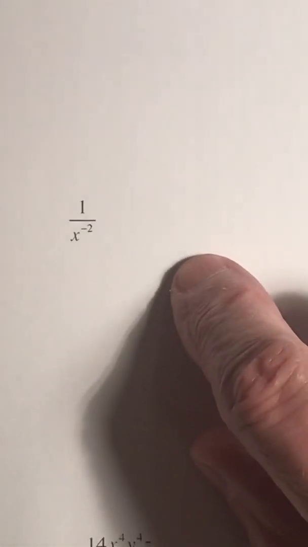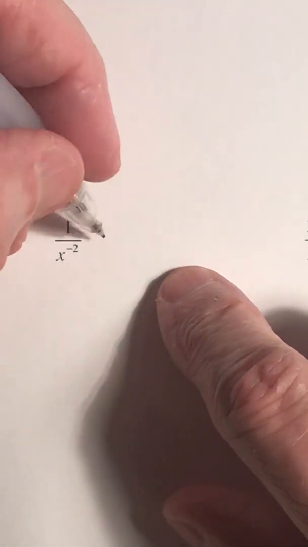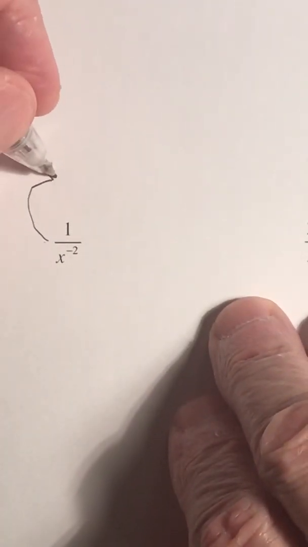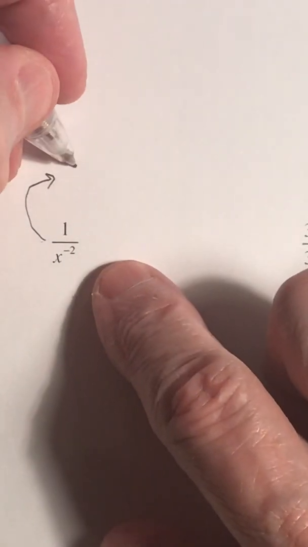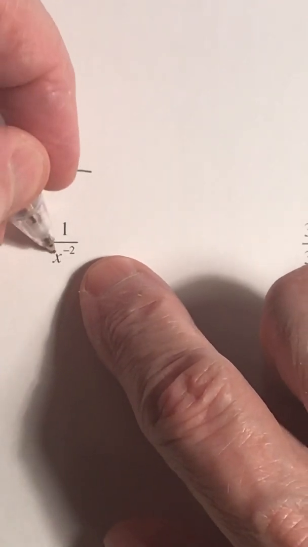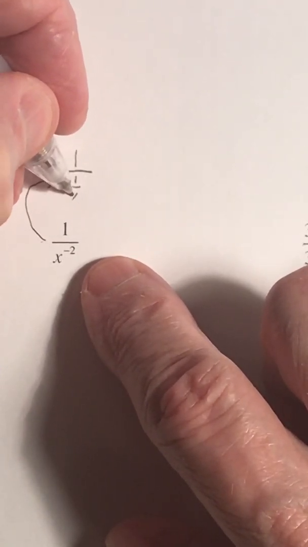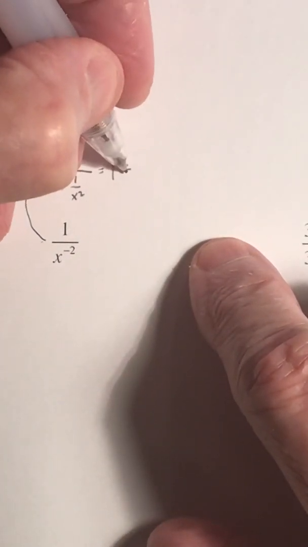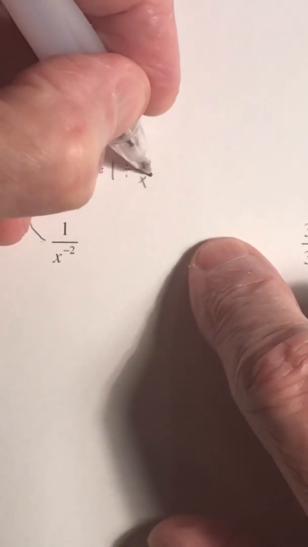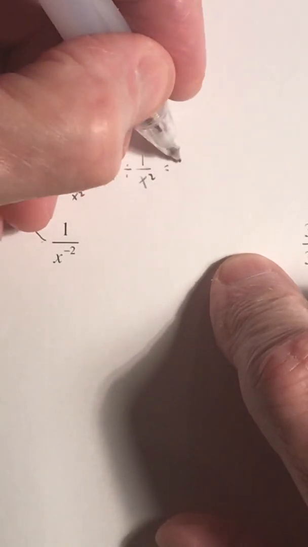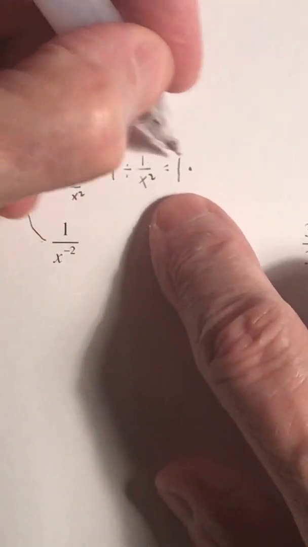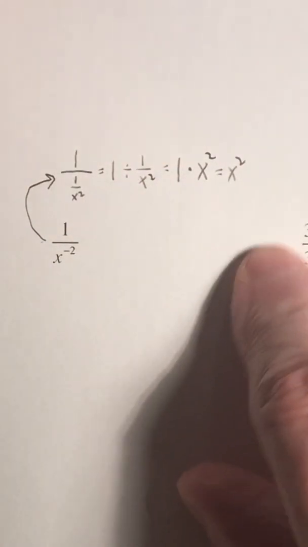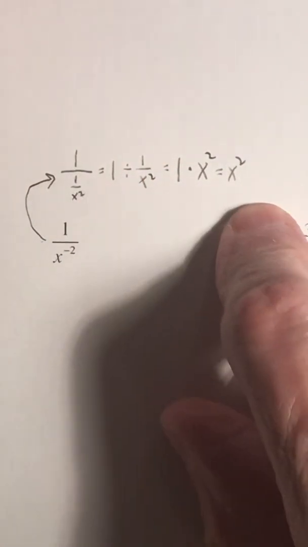Now this is new, and you could do this the hard way. If you want to punish yourself, you could change this to 1 over x squared, and then that would mean 1 divided by 1 over x squared, and that in turn becomes 1 times the reciprocal. You get the answer x squared. And that's the correct answer, and that's a lot of steps.